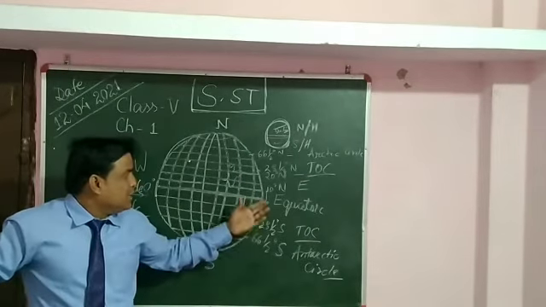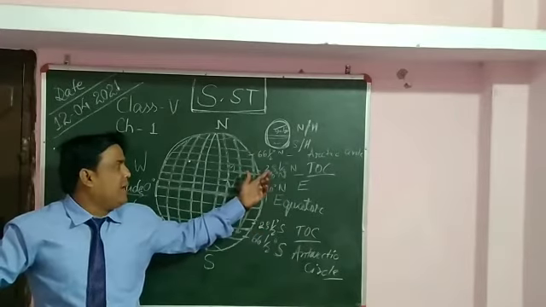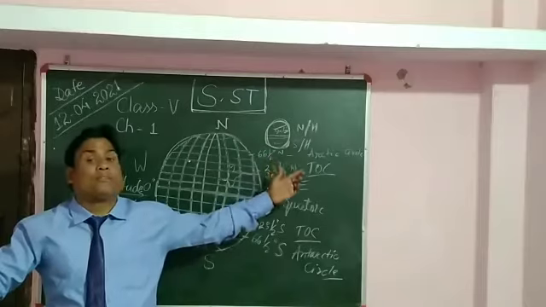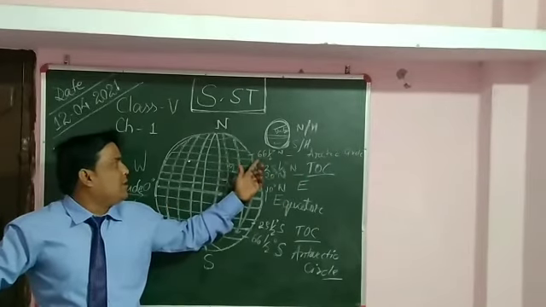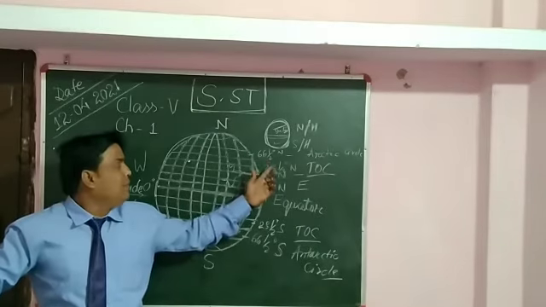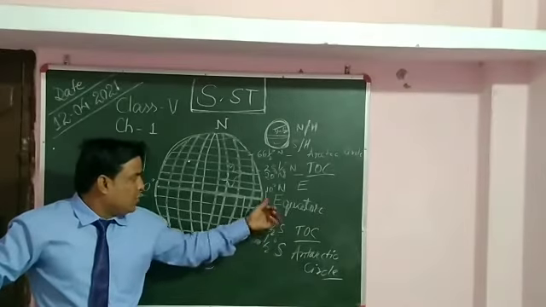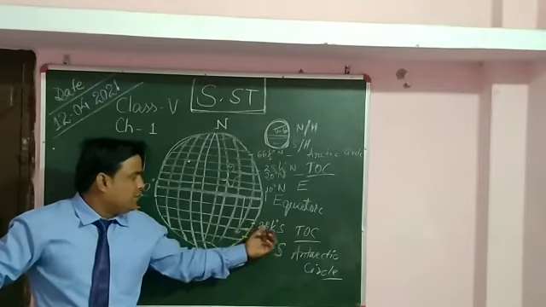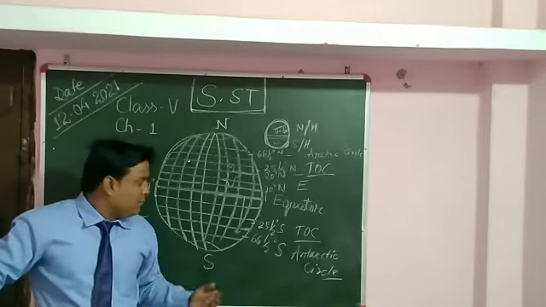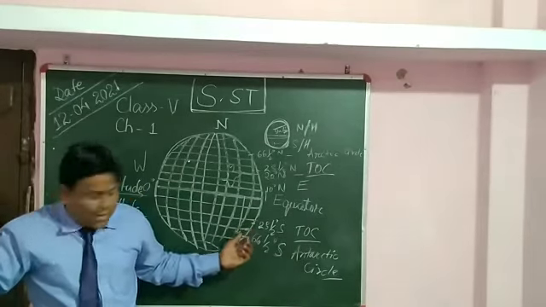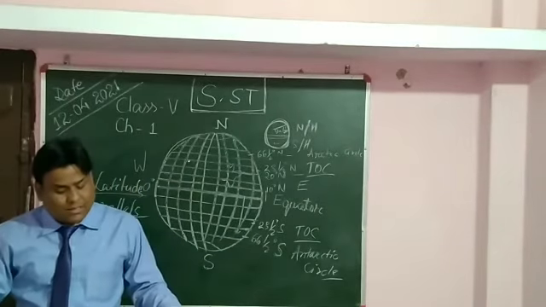These 5 lines. Suppose the equator is 0 degrees. Going towards 23 and a half degrees north, it is the Tropic of Cancer. And in the northern hemisphere, going towards 66 and a half north, it is the Arctic Circle. Similarly, going towards the bottom side, 23 and a half degrees south, it is the Tropic of Capricorn. In the same way, at 66.5 south, it is the Antarctic Circle.